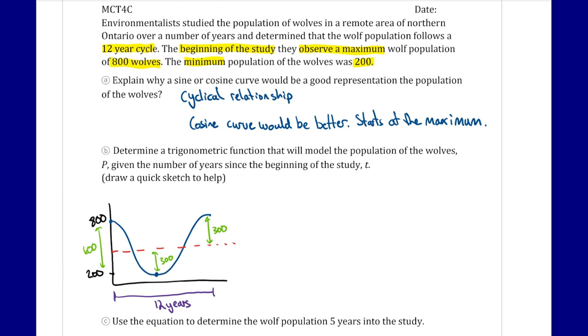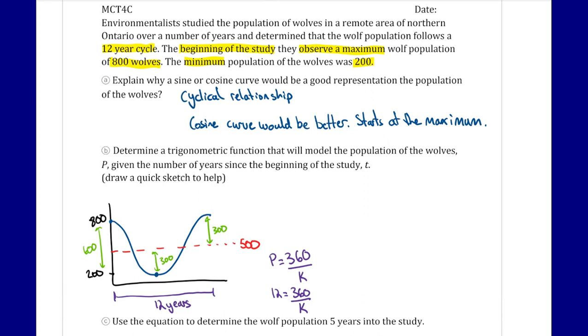I can also use that amplitude to figure out what my midline is. Because if the midline is 300 away from 800, that means it's at 500, which also makes sense because 500 is 300 away from 200, which is our minimum. So I've added all the information I can to my graph. I am going to do one small calculation because I do know what the period is. And because I'm asked to come up with an equation, I should be able to use the period to find what our K value is.